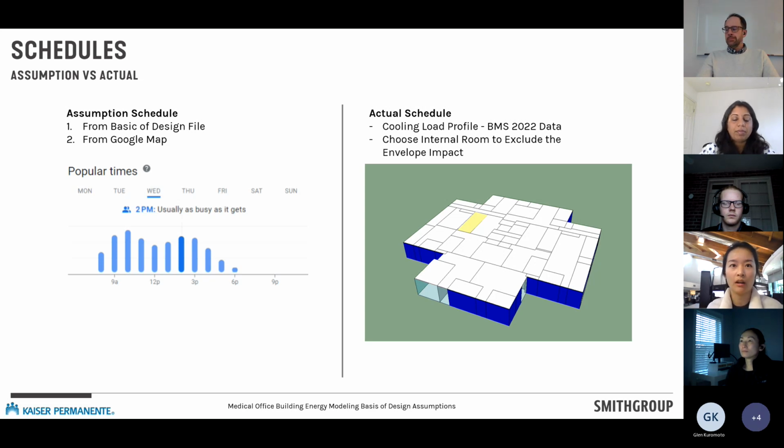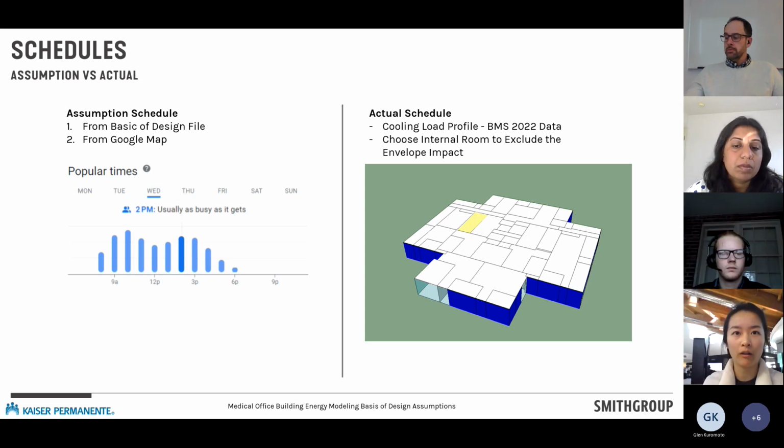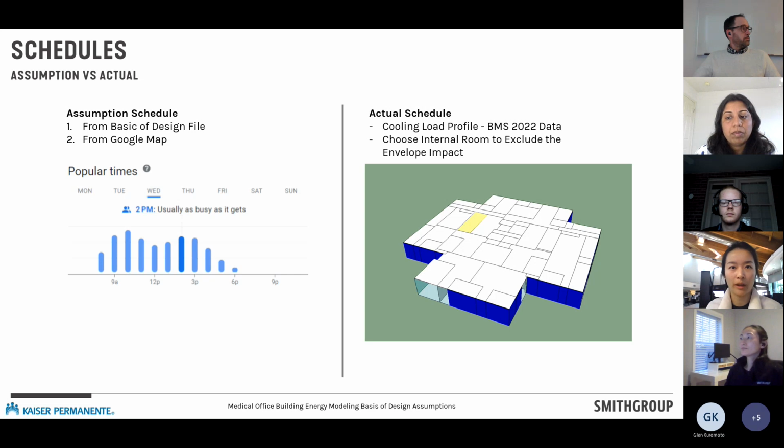The problem is that the BMS cannot directly provide the actual data, like how many people or how much lighting is on in the room. But luckily, we have the BMS cooling load profile based on the BMS airflow and air temperature data, just like Peter explained previously. And this trend of the cooling load should match how the internal heat gain varies with time. We also need to keep in mind that we need to exclude the envelope impact.